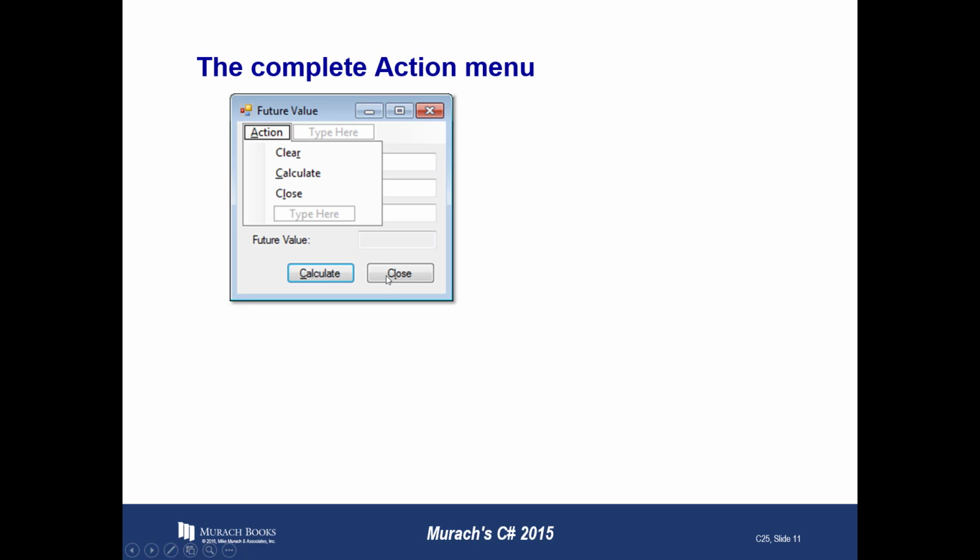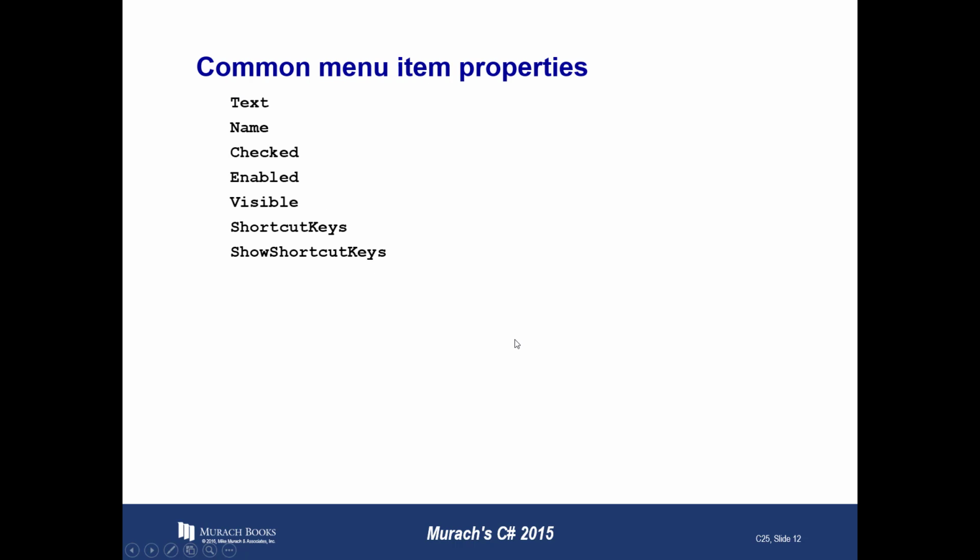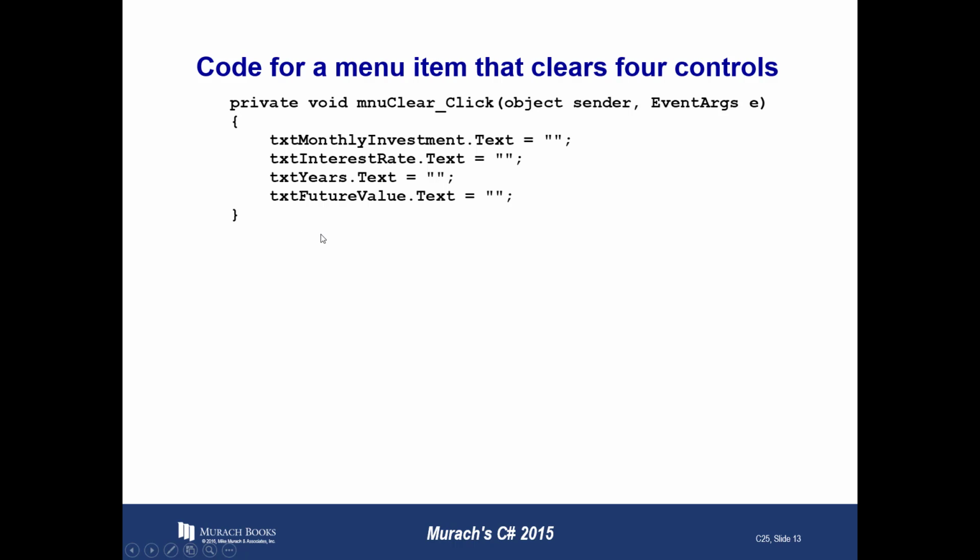That's one reason that you want to modularize your program. You don't want to put all the code for calculating in here, the code for closing in here. You want to put it in separate routines so they can be called from either one of these or either one of these. Some common menu item properties: the text you want on the menu, the name, the checked and the enabled, those might be some that you're going to use, and shortcut keys.